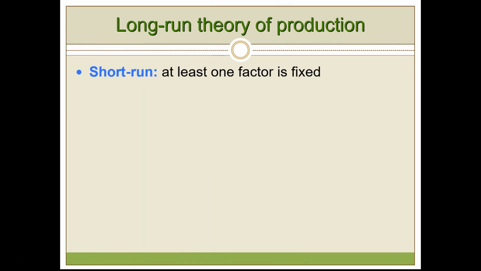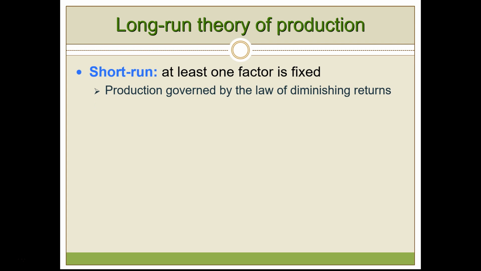Let's proceed. Short run in economics is a period of time when at least one factor of production is fixed. Usually this is a capital. And in the short run, production is governed by the law of diminishing returns, which tells us that the more of variable factor we add to the production process, the more we are trying to produce, we will reach a point beyond which each additional worker will add less and less to the production process. Each additional worker will generate less and less of additional output.